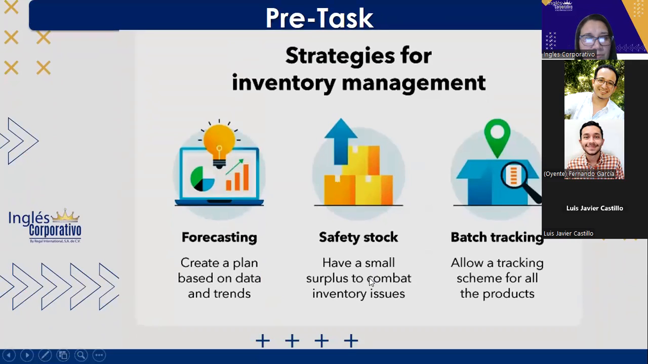And of course, I just want to start with this great image I just got about strategies for inventory management. Forecasting, create a plan based on data and trends. That's something we discussed yesterday, probably to get the right numbers of quantity and stock. Safety stock, have a small surplus to combat inventory issues, and batch tracking, allow a tracking scheme for all the products. All right, so definitely it's important to be tracking.